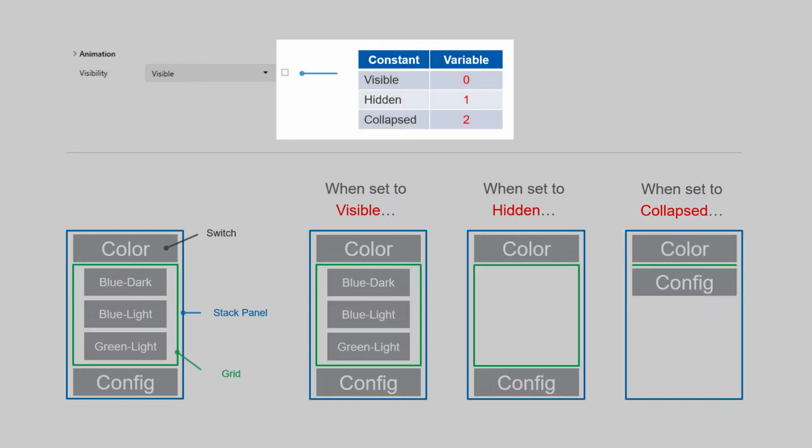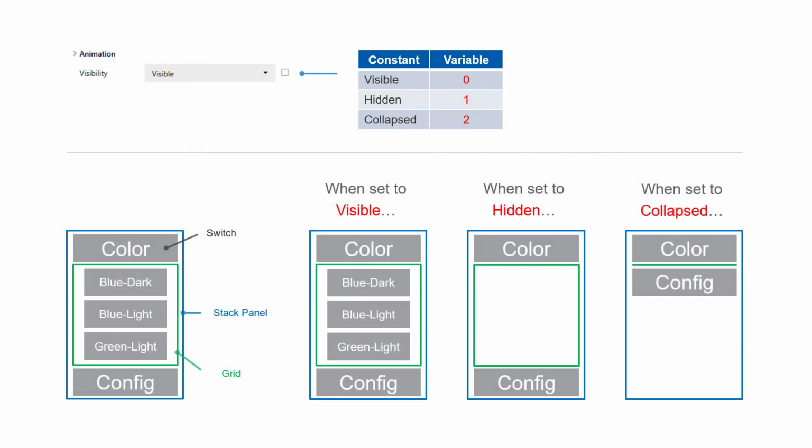Bind the visibility property with source property. Enter 0 for visible, 1 for hidden, and 2 for collapsed. This video describes how to use visible and hidden.